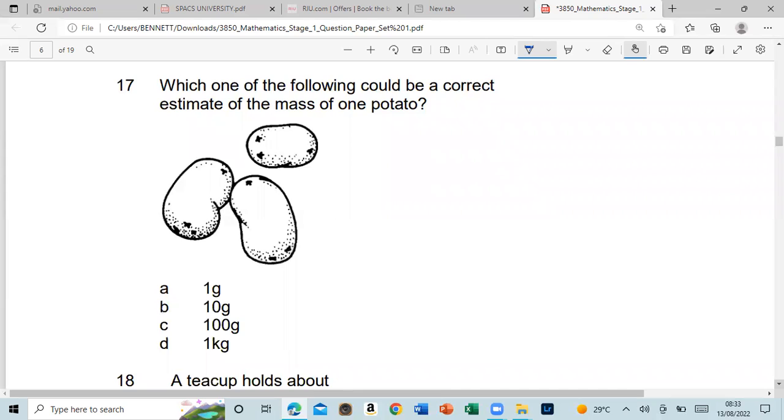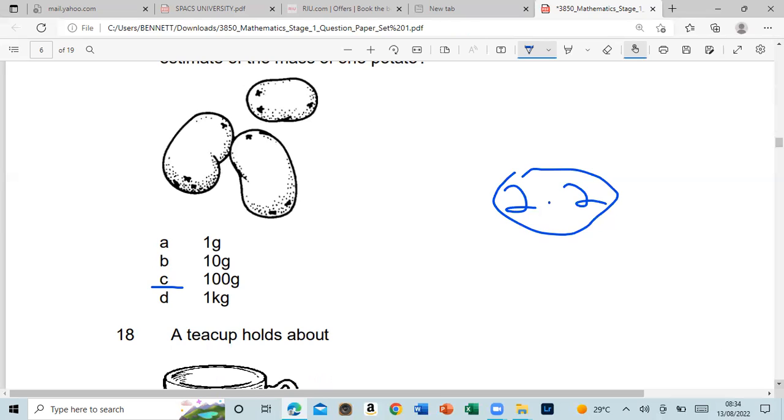Sir, 1 gram. Yes, sir. Everyone agree? Sir, 10. 10 is closer. It's actually 100 gram. 1 kilogram is actually 2.2 pounds. So normally, an Irish potato, one of the Irish potato weighs about 100 grams. When we do those, you guys will have a better understanding.